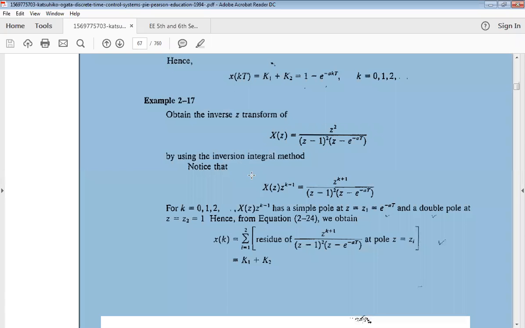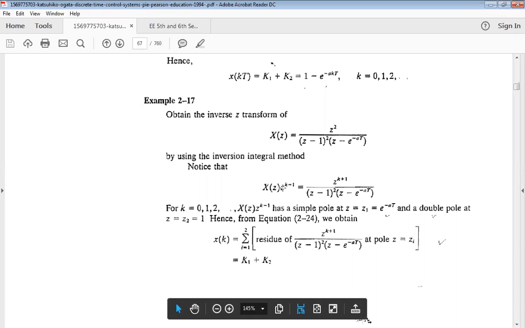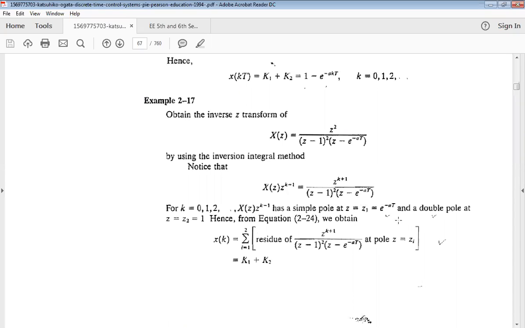Again, we first have to find the expression X(z) z^(k-1). Then it becomes z^(k+1) divided by (z-1)^2 into (z - e^(-aT)). So there are two poles. First, at z = 1, there is a double pole. Yes or no? Because in the denominator the (z-1) whole square term is there.